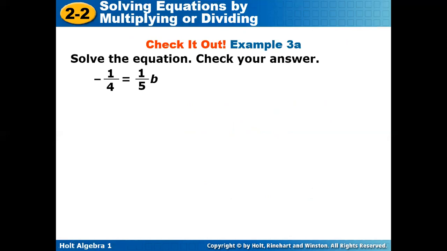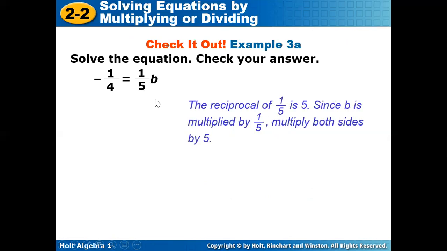The more we do fractions, the more comfortable we will be with fractions. So in this case, we are multiplying 1/5 times b. So we're going to divide by 1/5, which means we're going to multiply by the reciprocal. The reciprocal of 1/5 is 5 over 1, or whole number 5. And this way, this cancels out, leaves b by itself.